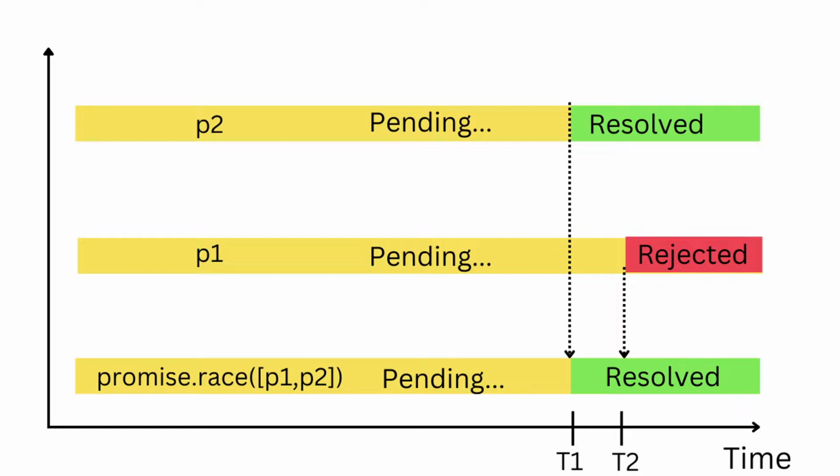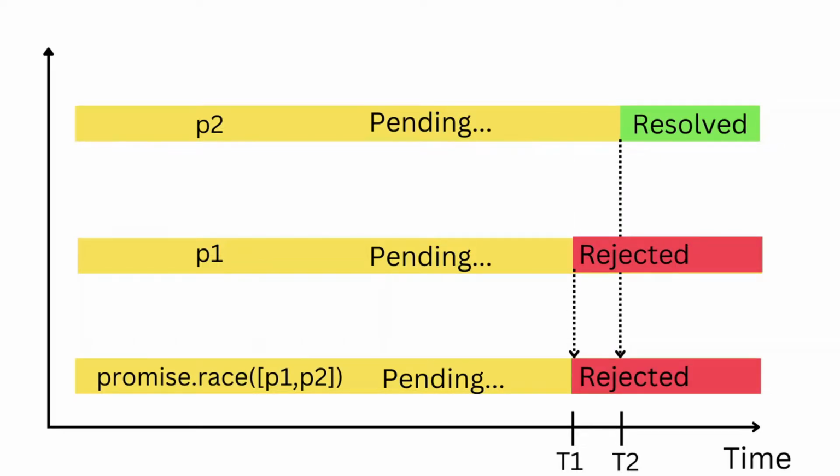resolve or reject. So let's say here we have a race between P1 and P2, and P2 resolved at T1, so it was quicker than P1, which rejected at T2. Then the result of Promise.race was resolved because P2 was quicker than P1 and P2 resolved. But let's say, for example, that P1 rejected at T1, so it was quicker and it happened before P2 resolving at T2, then Promise.race rejected as well, since it took the result of the quickest promise to either reject or resolve. Now let's see that in a more concrete example in our code.